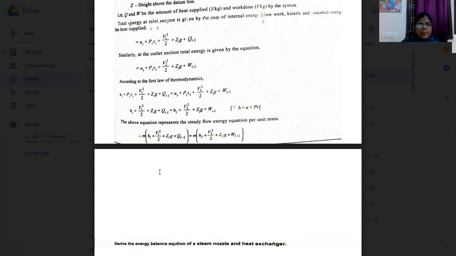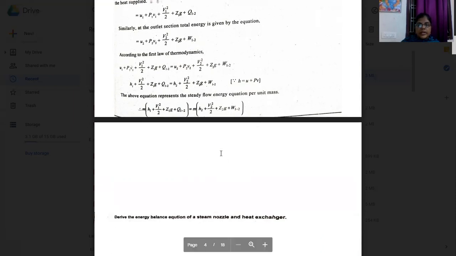So if it is per unit mass, we will multiply m on both sides. So finally this is our steady flow energy equation. This equation is very important regarding steady flow energy problems. So you have to remember this steady flow energy equation. So finally this is our equation, the steady flow energy equation.